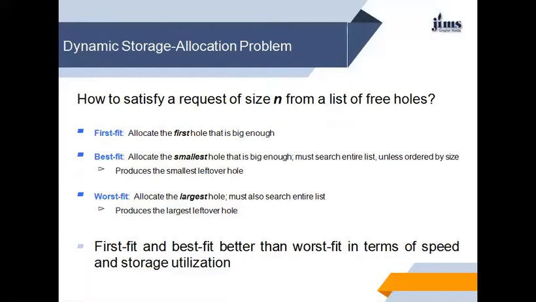So best fit is a good policy, and the third one is the worst fit allocation policy. In worst fit, allocate the largest hole; it must also search the entire list. It produces the largest leftover hole. It's not a good policy. So among first fit, best fit, and worst fit, best fit is a good policy. However, first fit allocation policy is also adopted somewhere. First fit and best fit are better than worst fit in terms of speed and storage utilization.